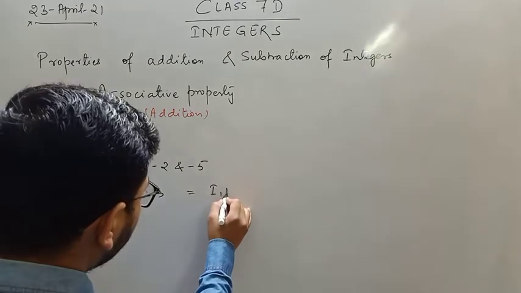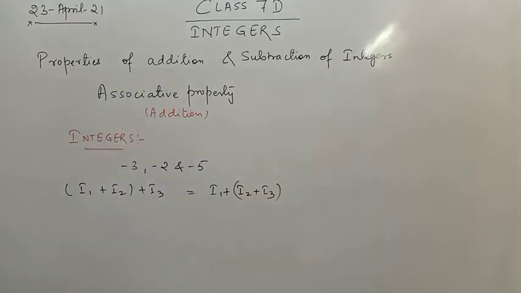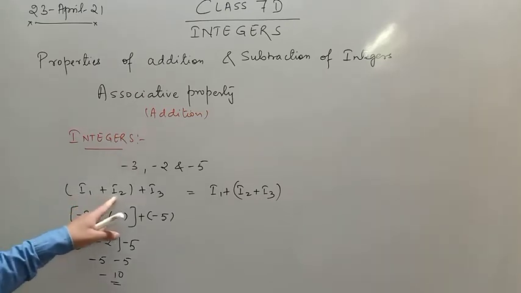If I change the association, will I get the same result or not? This thing I need to check here. Okay, so let's say this is I1, this is I2 and this is I3. Then minus 3 plus minus 2 plus minus 5. What result I'll get here is minus 3 plus minus minus 2 plus minus minus 5. So minus 3 minus 2 will give me minus 5, minus 5 will give me minus 10. So minus 10 I'll get in the LHS when I1 and I2 are associated with each other.